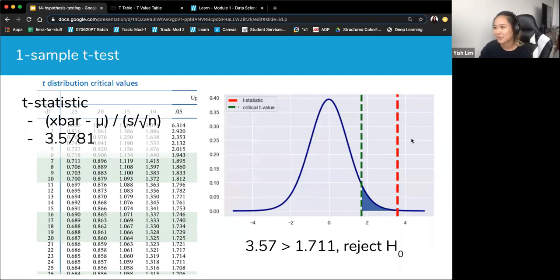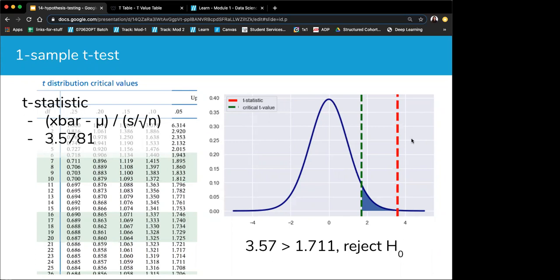Questions? Because this is all for a one-sample t-test. Could you go over alpha again?